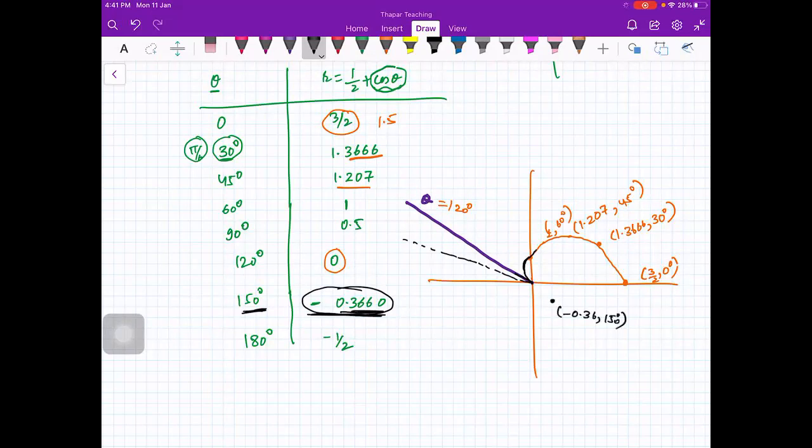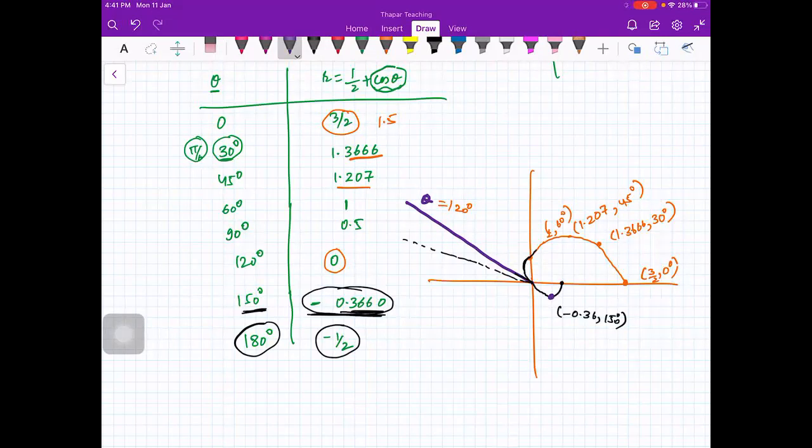Okay, and then when theta is equal to 180 degrees, R is minus 0.5. So this point is here. So theta is 180 degrees, R is equal to minus 0.5. So your curve is like this. This point is on the curve. Clear, beta?